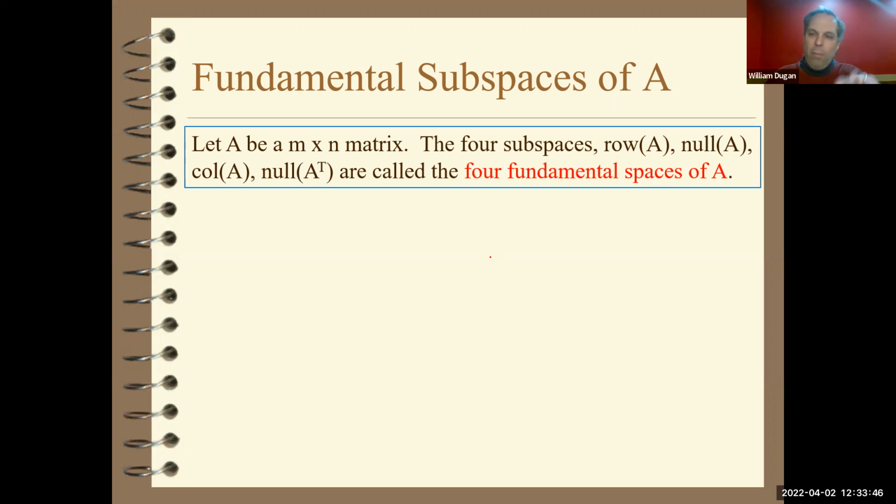I'm going to draw you a picture to help you understand what's going on. So think of it as a linear transformation defined by this matrix A. It takes a vector in Rn and sends it into Rm.